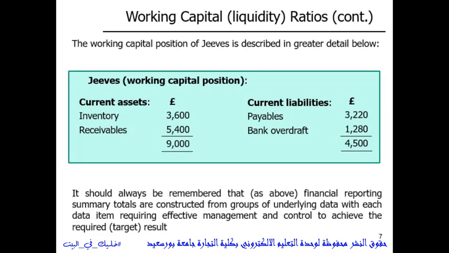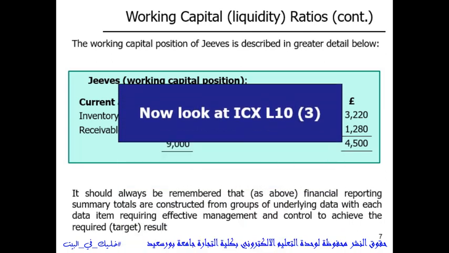Here it should always be remembered that the financial reporting summary totals are constructed from groups of underlying data, with each data item requiring effective management and control to achieve the required results. Let's move now to in-class exercise 3 using this data.